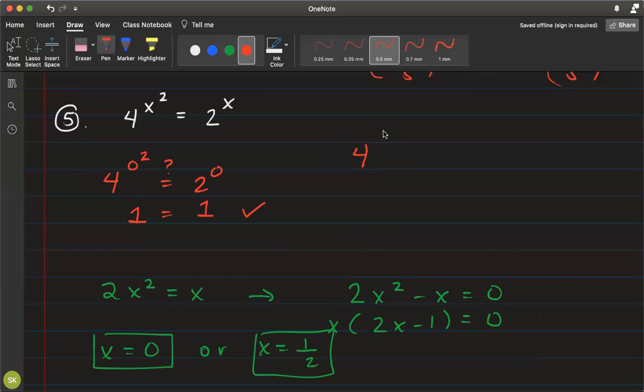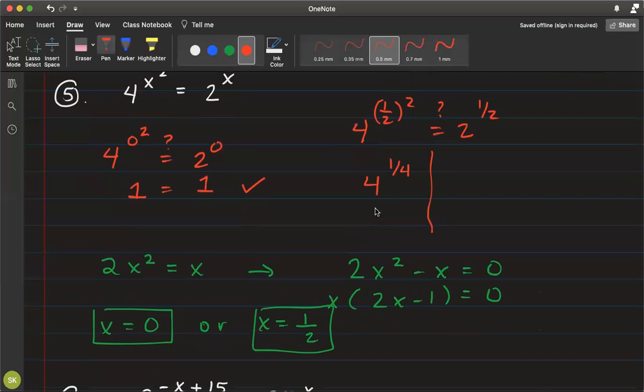So we have 4 to the 1/2 squared. Is that equal to 2 to the 1/2? Well, 4 to the 1/2 squared is 4 to the 1/4. And we're going to leave this side alone. Let me just focus on the left-hand side. We can write 4 to the 1/4 as 2 squared to the 1/4. And you see if you multiply these two together, you will get 1/2. So it is true.